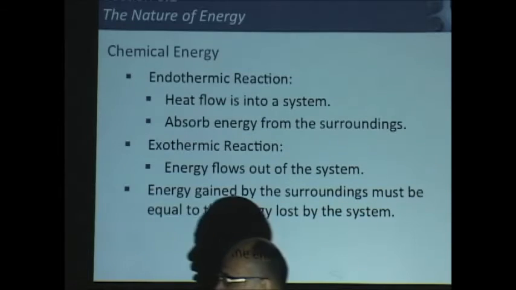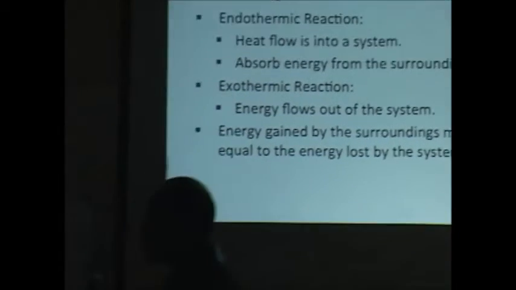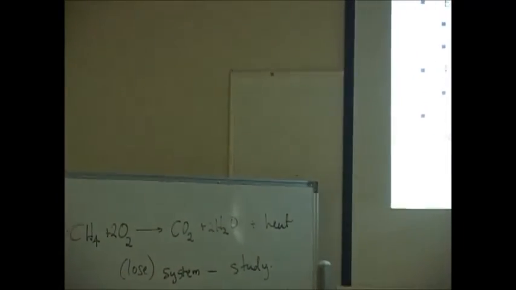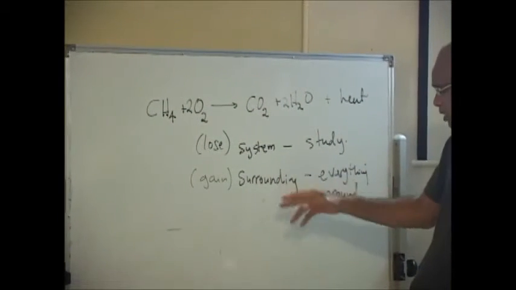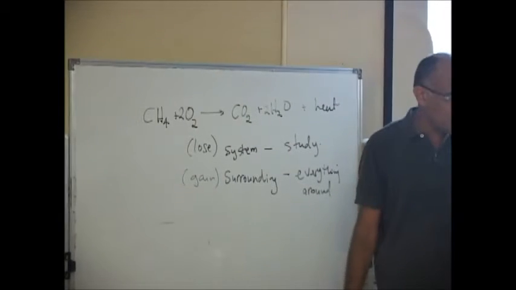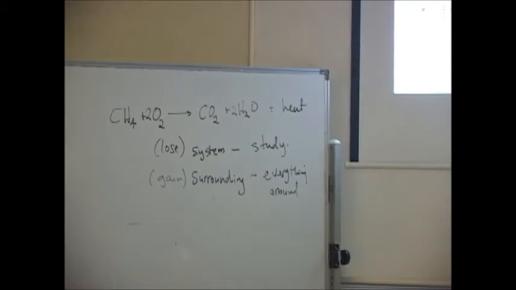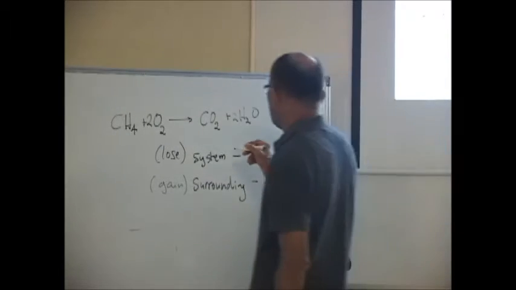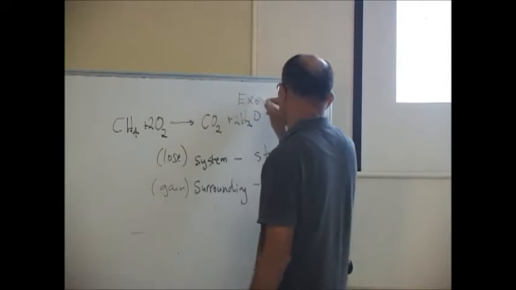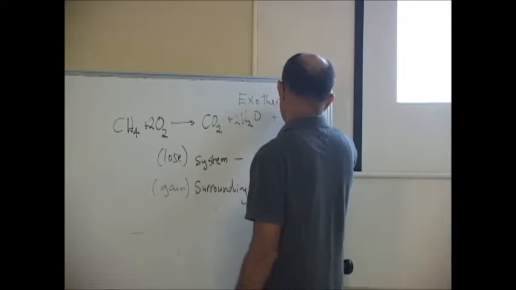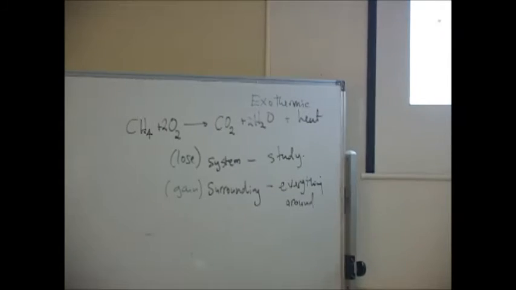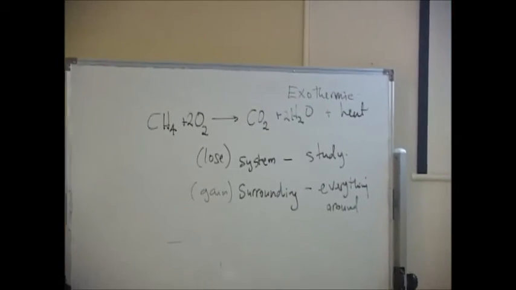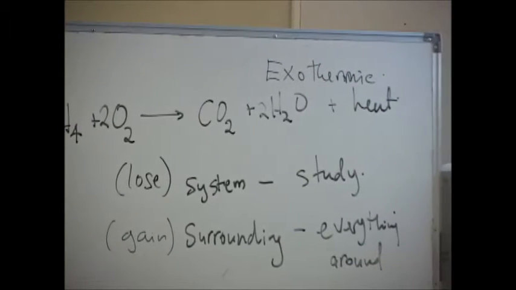So let's go back to this example that I gave. For the combustion of methane, you can see that heat flows out of the system, so this will be an exothermic reaction. Now, in other examples of reactions, you will have the endothermic. And endothermic is when heat is absorbed in the system, or heat flows into the system.